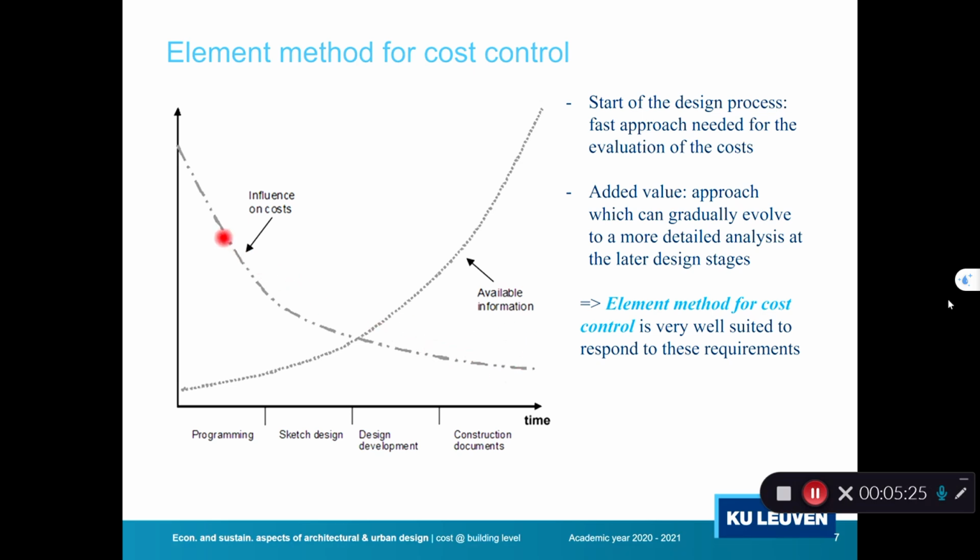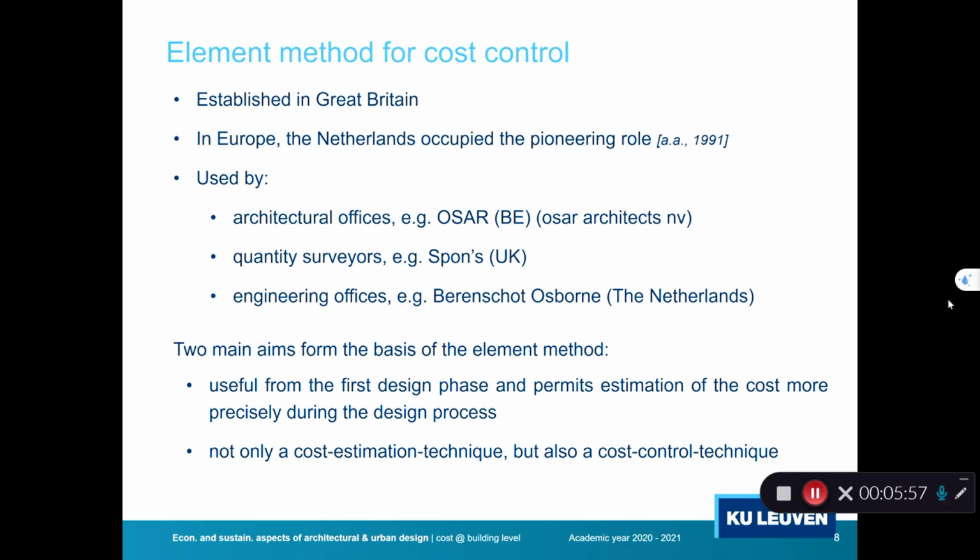We still want to build further on the first cost estimations, but refine them along the process when more decisions are being taken. And that is exactly what the element method for cost controls allows you to do. This method is well suited to respond to both requirements: rough estimations in the beginning, supporting decisions taken at that moment, and more detailed estimations later on when more decisions are taken and hence more data become available. So it's a method that allows you to gradually evolve your cost estimation along the design process.